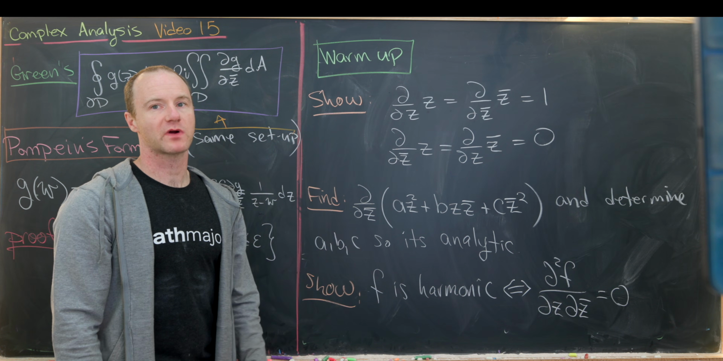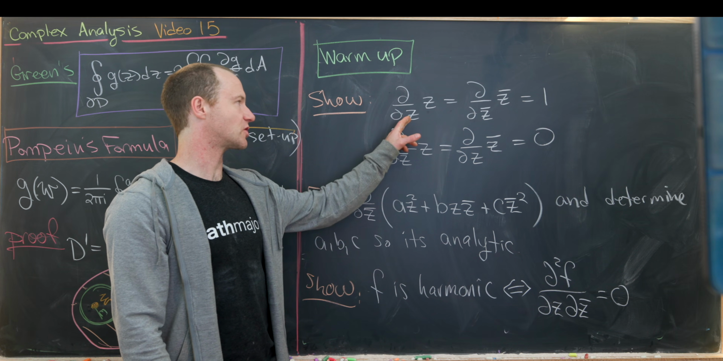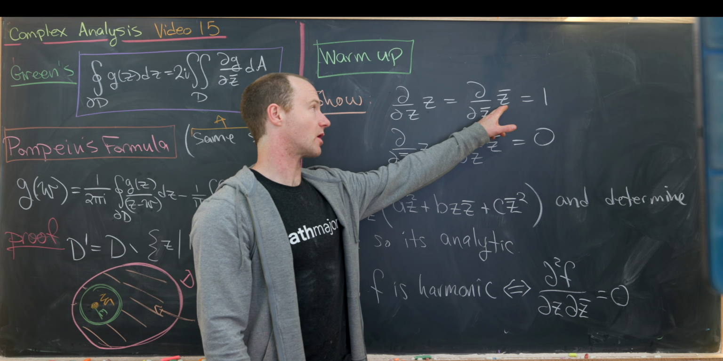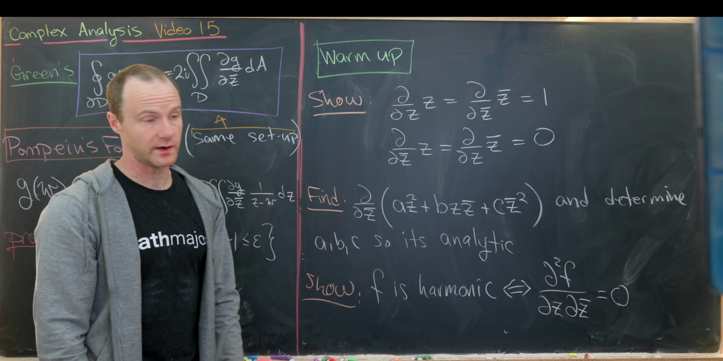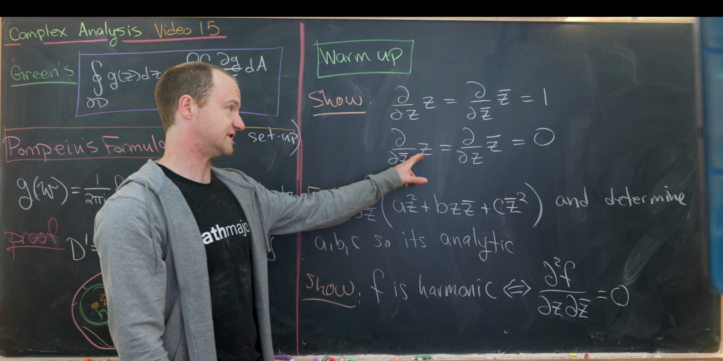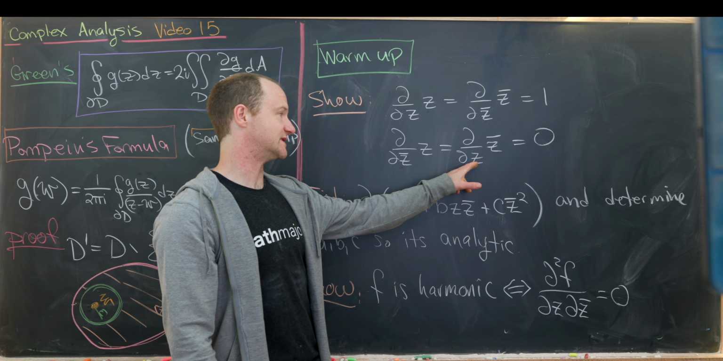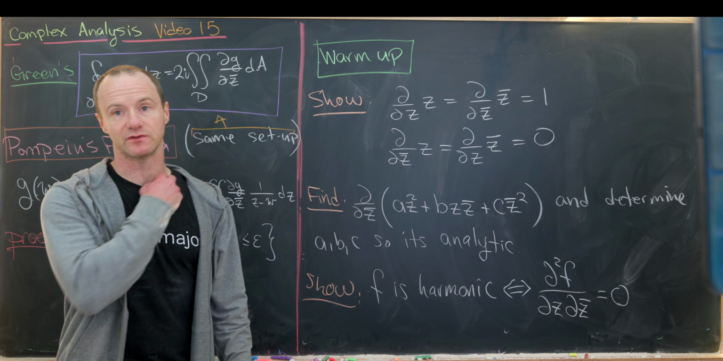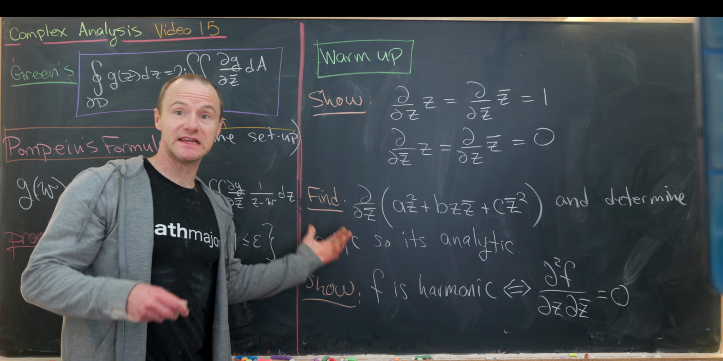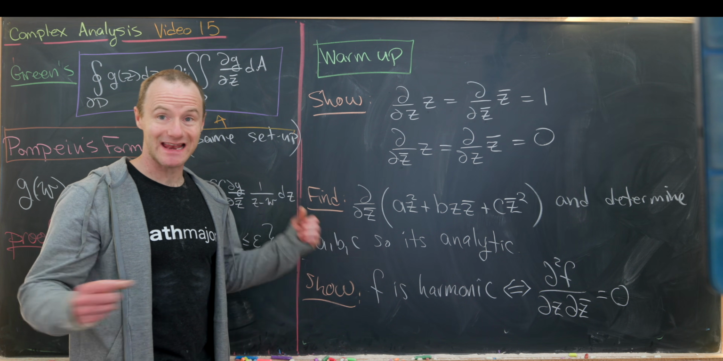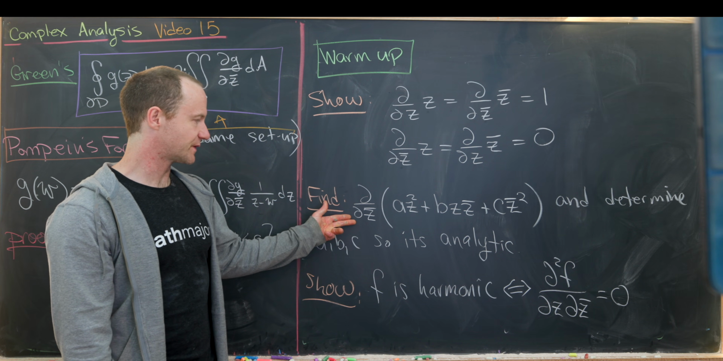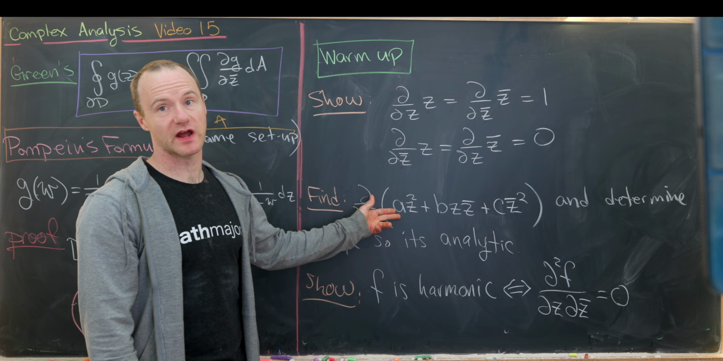I've got 3 warm-up problems to leave you with. The first is that the partial with respect to z of z is the same thing as the partial with respect to z bar of z bar, which is equal to 1. And then that the partial with respect to z bar of z is equal to the partial with respect to z of z bar, which is equal to 0. So this really hammers home the fact that z and z bar can be thought of as independent types of variables.